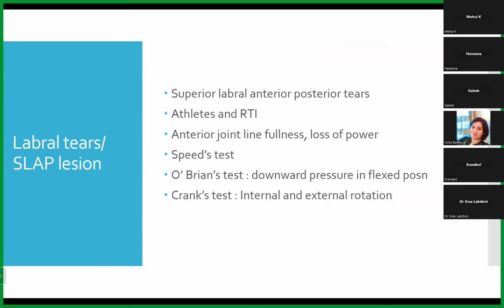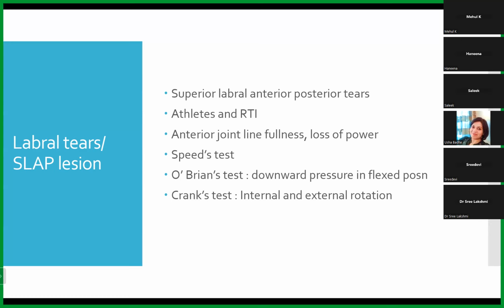The last thing I will be discussing is labral tears or SLAP lesion. A SLAP lesion is nothing but a superior labral tear of the glenoid labrum, which can happen in athletes or because of road traffic incidents or anything. During palpation, anterior joint line fullness can be present.